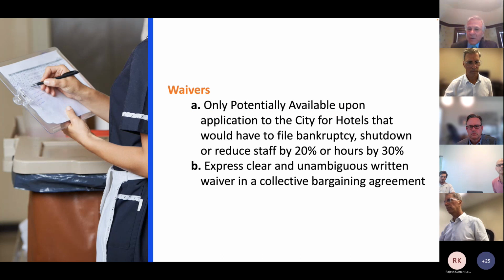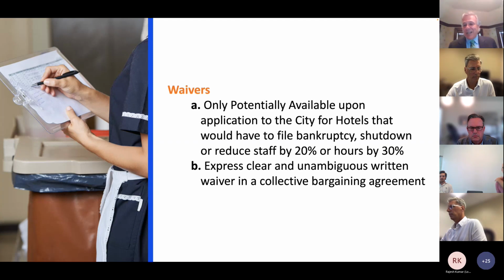Waivers. One waiver is basically an inability to pay. You have to petition the city to show that if you comply, you'd have to file bankruptcy, shut the hotel, or reduce your staff by 20% or hours by 30%. The other waiver, and this is the gift and the union's angle on this, in order to waive, for example, the square footage requirements, you'd have to get a clear and unambiguous waiver in a collective bargaining agreement.